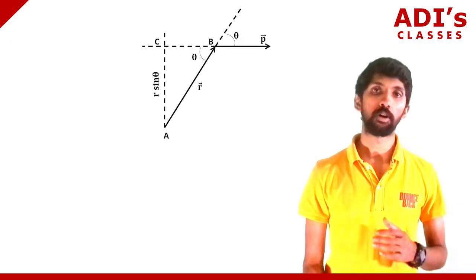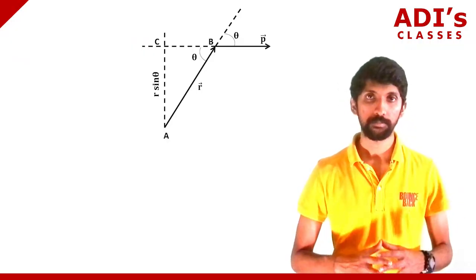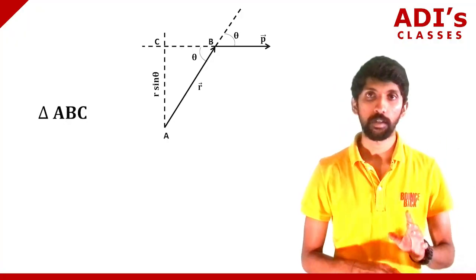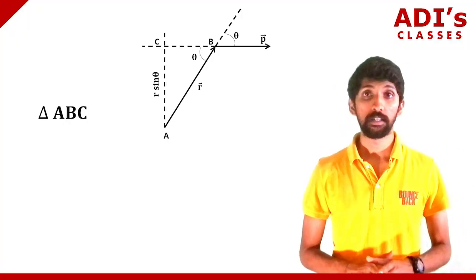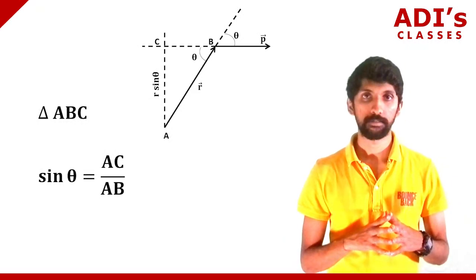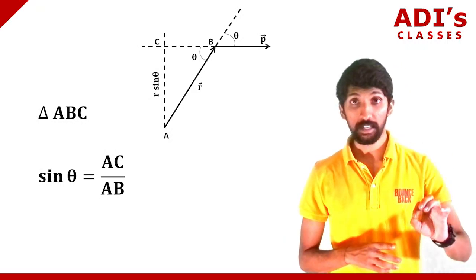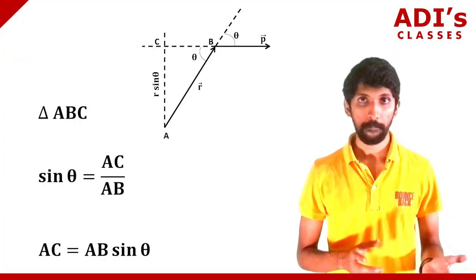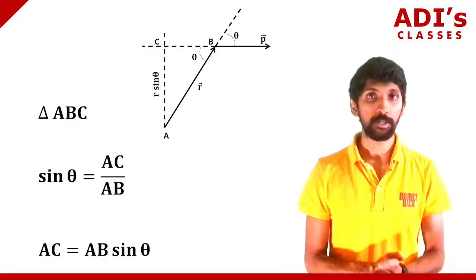So, let's go through the normal derivation part. We have triangle ABC. Now, what is sine theta in that? Sine theta is AC divided by AB, correct? So AC can be written as AB sine theta, correct?